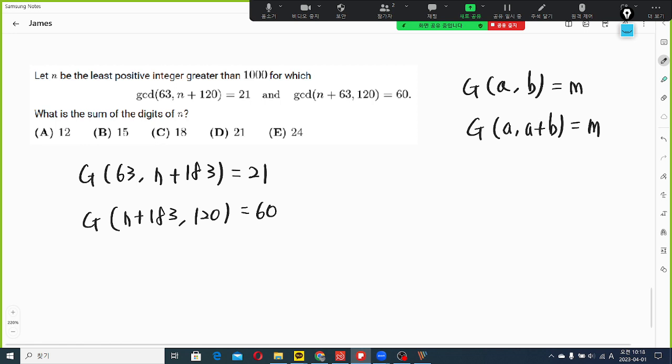So can you think of the LCM of 21 and 60? Yeah, the least common multiple between 21 and 60. Can you find the least common multiple? Yes, 2160.